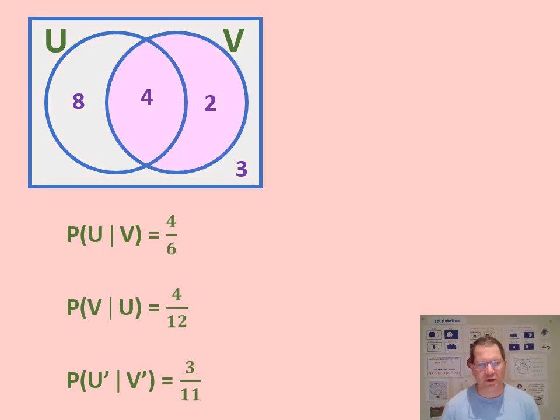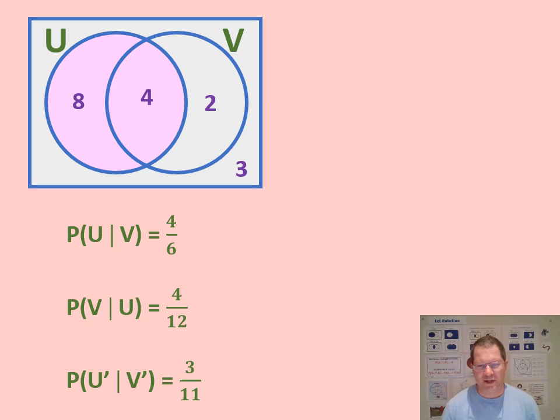And finally, we have our conditional probabilities. So I've used a different colouring system here. So for the probability of U given V, I have coloured in the V, the bit that we know we already have, which is 6, of which we want the U's, of which we know there are 4 in that circle which is coloured in. So the probability is 4 over 6.